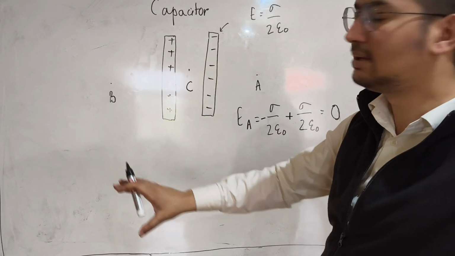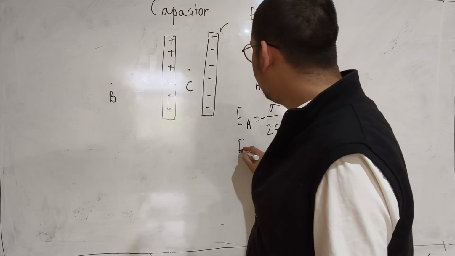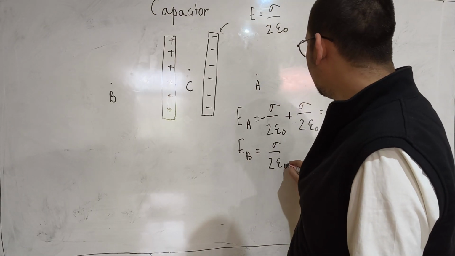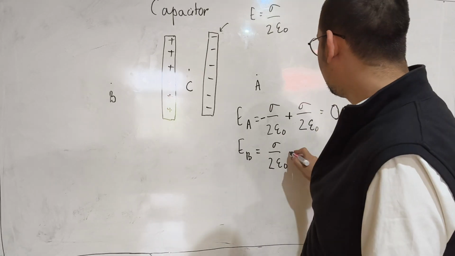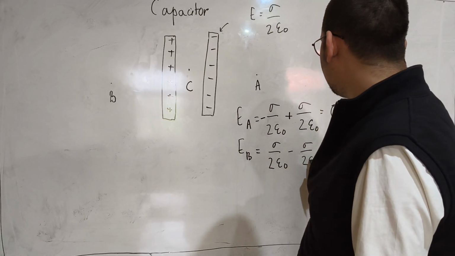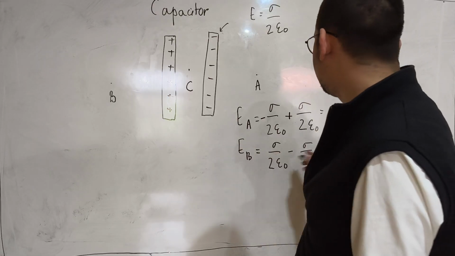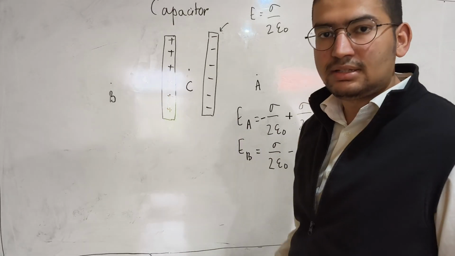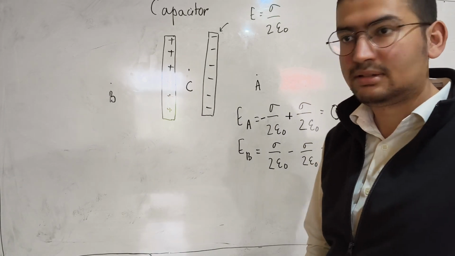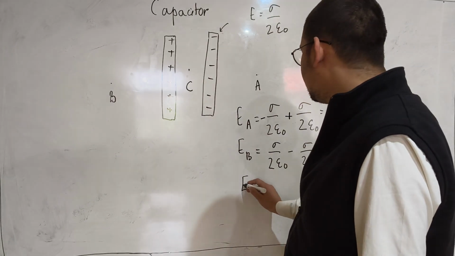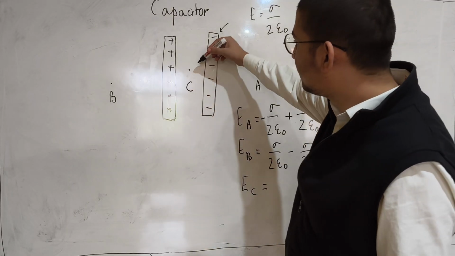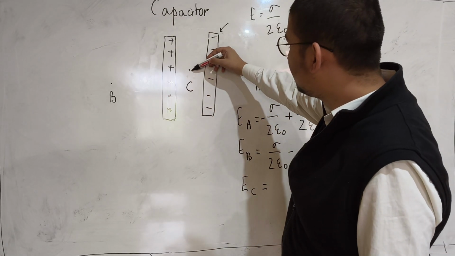Even at B you have the same thing. E at B is sigma by 2 epsilon naught due to the positively charged plate, minus sigma by 2 epsilon naught due to the negatively charged plate. So you get 0. So let's see whether there is any electric field within the plates or not. So E at C. At C, the electric field is directed to the right.